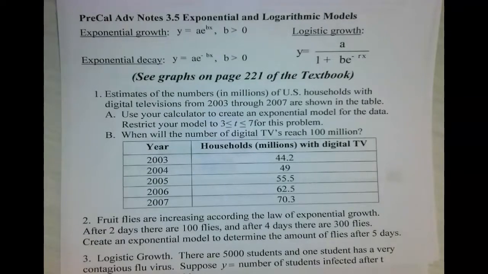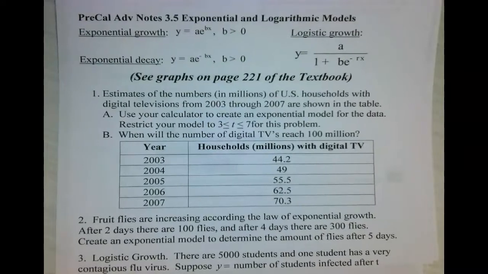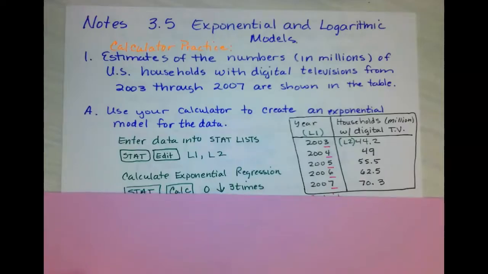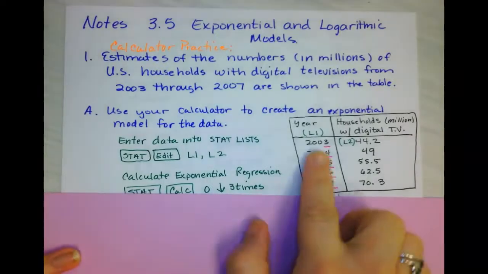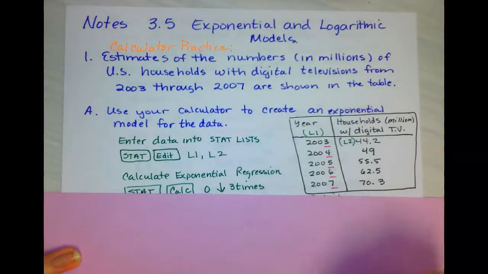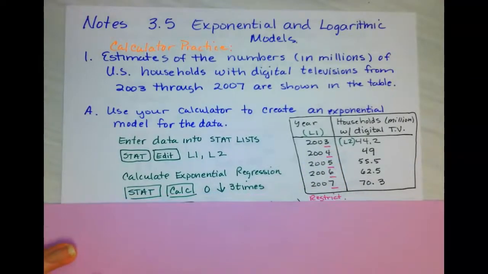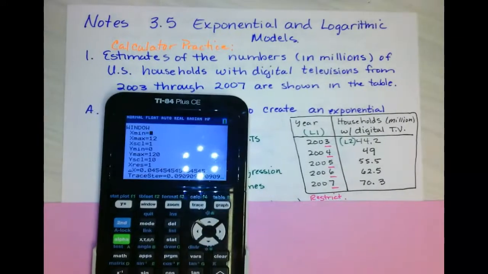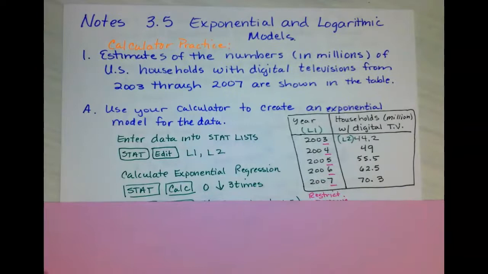So anytime you're doing this, remember you have to put the data in the stat list, you have to set your window, and then you have to turn on a stat plot or you won't be able to see it. So let's get that in L1 and L2. Alright, so we're going to take and put this data in. We're going to enter it into L1 with just the numbers. To do that, we press stat, we hit edit, and then we enter that information into list 1 and list 2.